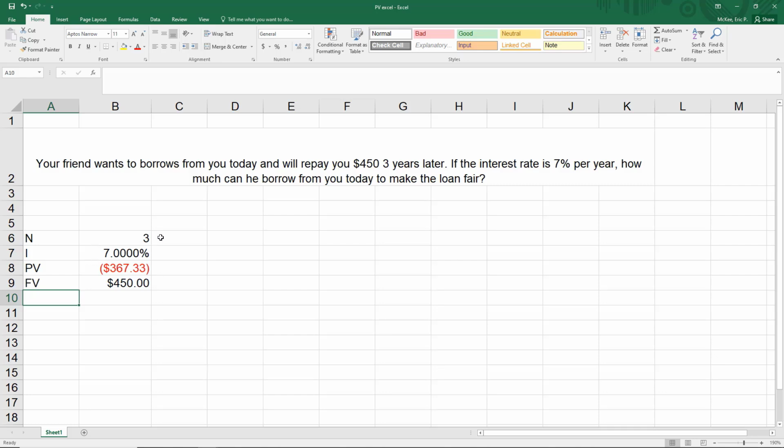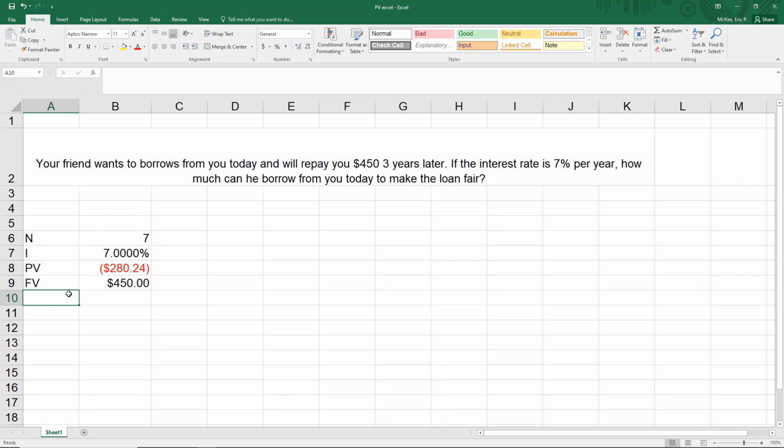And so let's do an example here. So I have, instead of a 3-year loan, let's say it's a 7-year loan. I change 3 to 7, and my present value updates. He is now able to borrow less. We have a longer length of time here. So the present value is now 280.